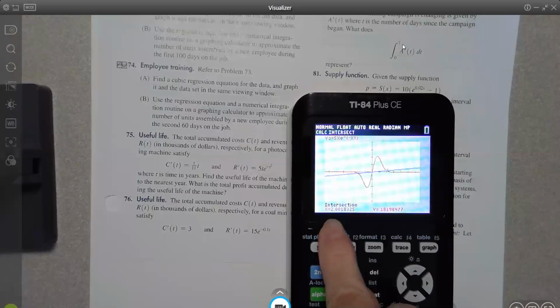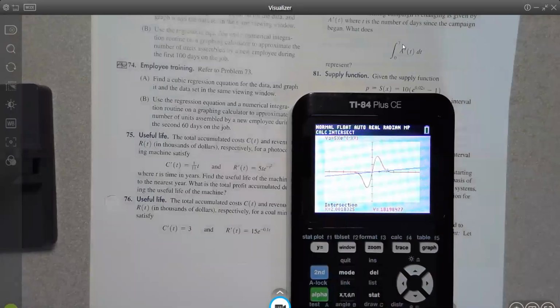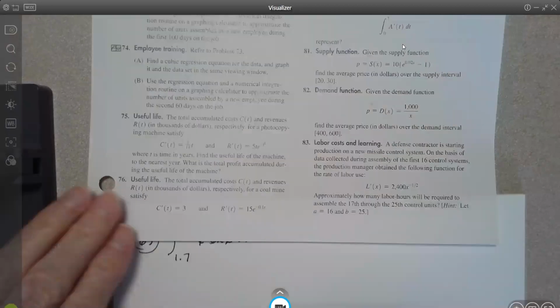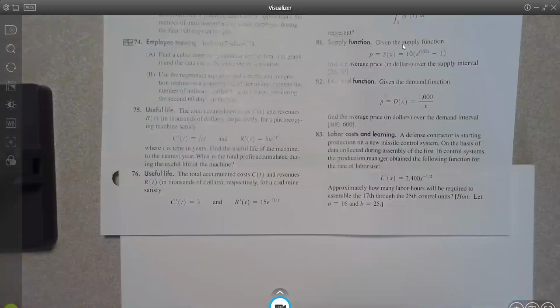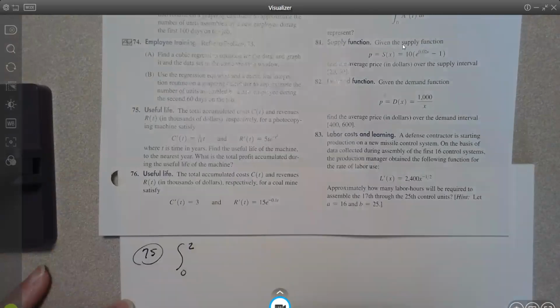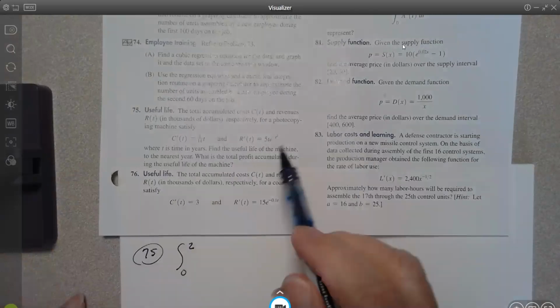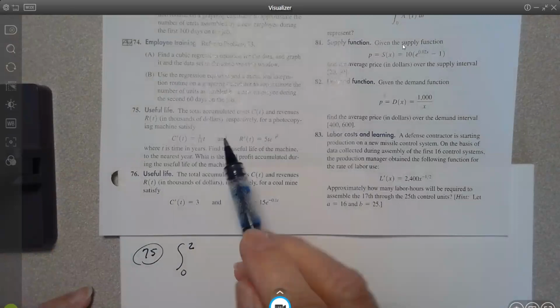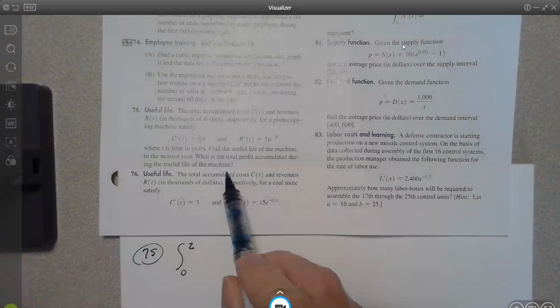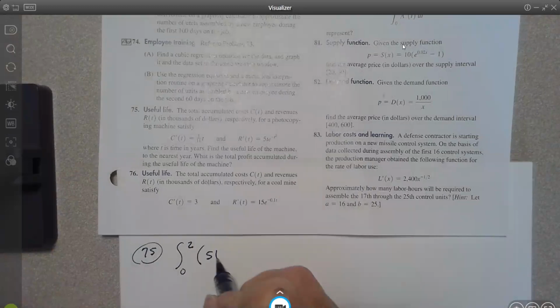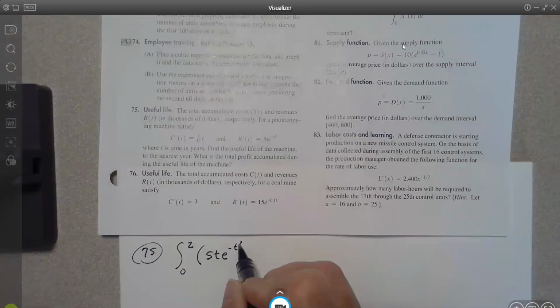So let me move this out of the way. So for 75, lower limit is 0, upper limit 2. So we found the useful life to the nearest year. And then it says, what's the total profit accumulated during the useful life of the machine? Well, for me to find profit, remember that is revenue minus my cost.